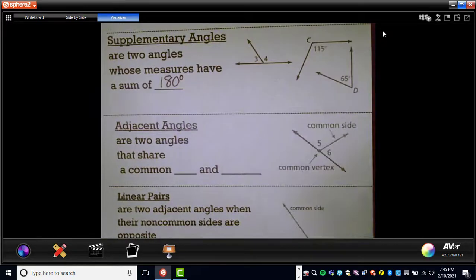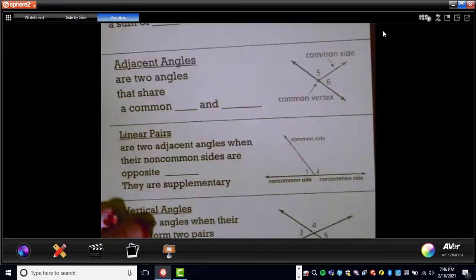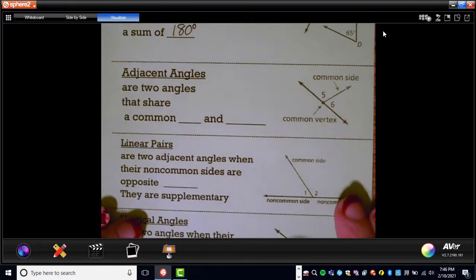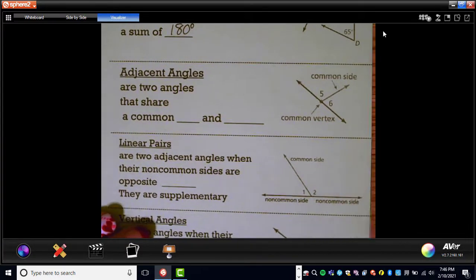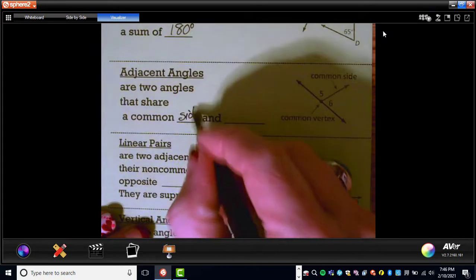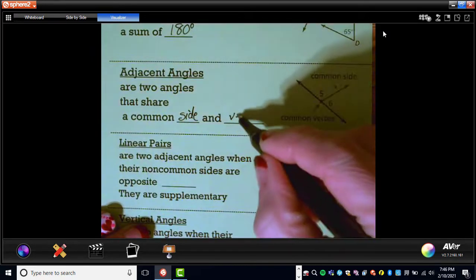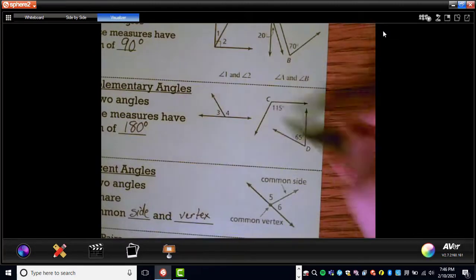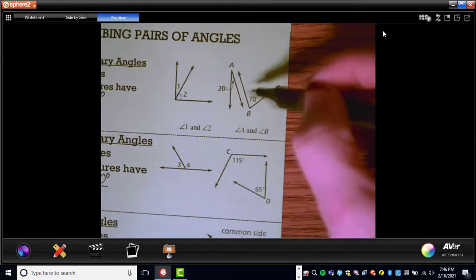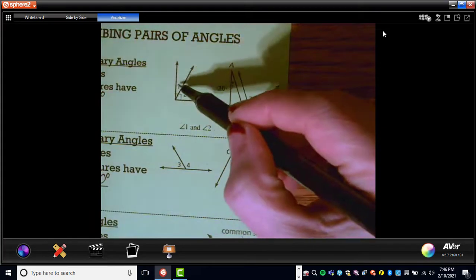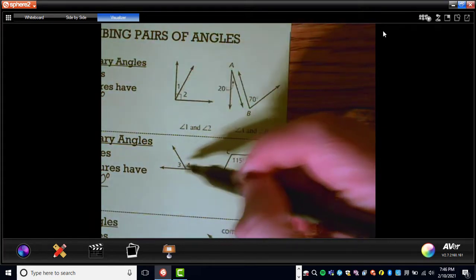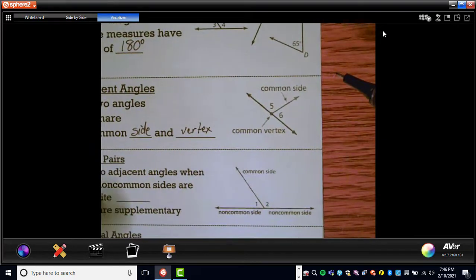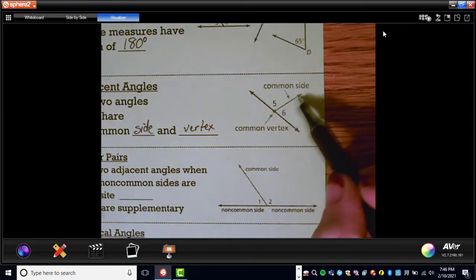All right, the next one is adjacent angles. The word adjacent means beside each other. So adjacent angles are two angles that share a common side, you can see that over here, and a common vertex. So unlike these two angles or these two angles, these are adjacent. They're right next to each other. These are adjacent. Angle 5 and 6 would also be adjacent. Okay, so they share that same ray.